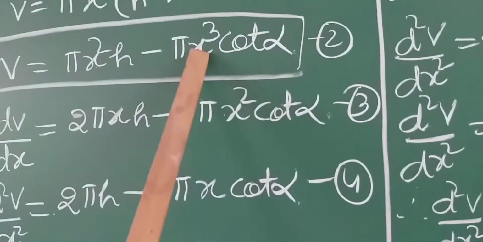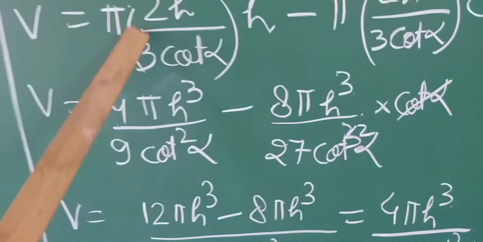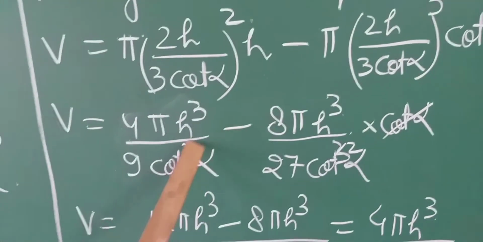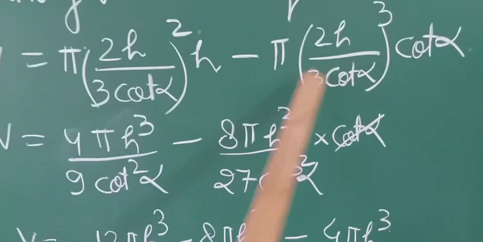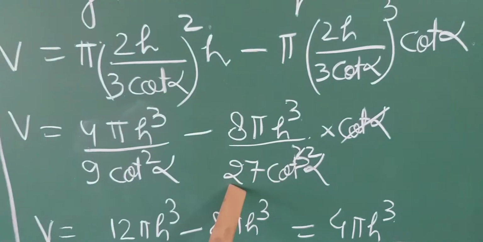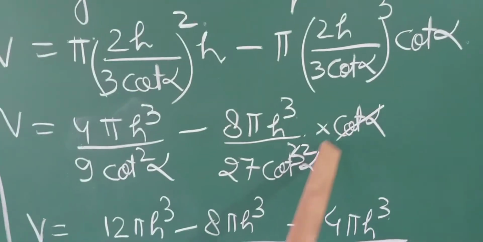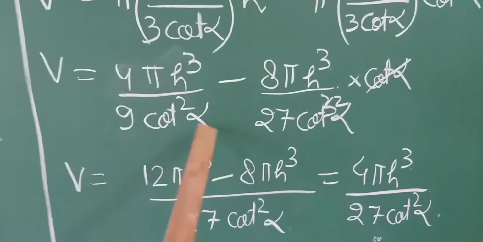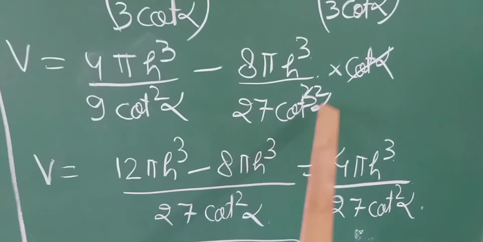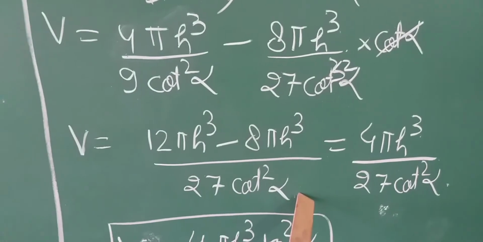Here also at the place of x, student, we have to put the value. So now it will be 2 square is 4, 4 pi h cube upon 9 cot square alpha minus 2 cube is 8 pi h cube upon 27 cot cube alpha. So one cot alpha will be cancelled. Now student, we can take LCM. 9 cot square alpha and 27 cot square alpha, their LCM is 27 cot square alpha.